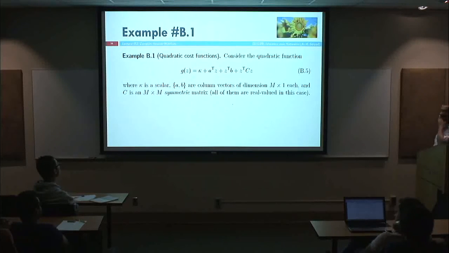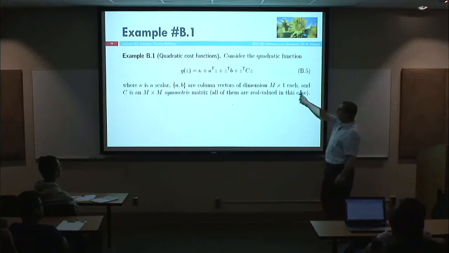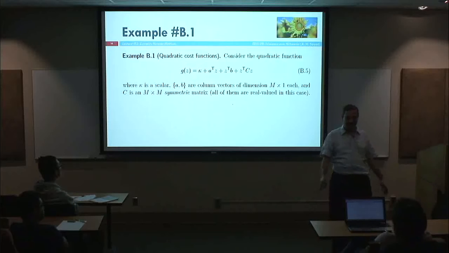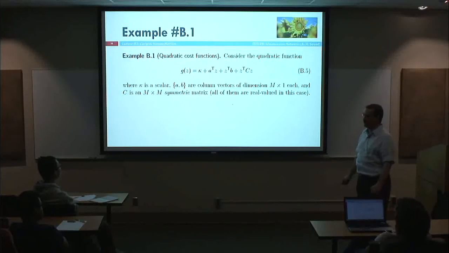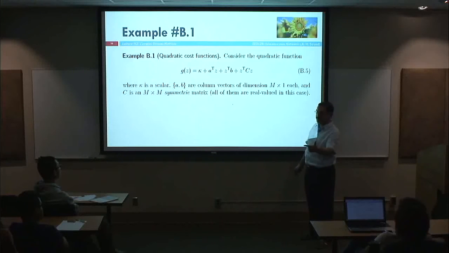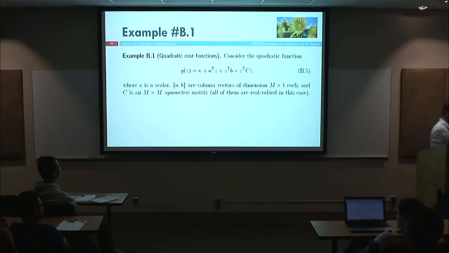So let's do an example. What's the gradient vector relative to Z? C is symmetric. What's the gradient vector relative to Z? Just to see if you remember. A transpose plus B transpose plus 2C, right? So the gradient, okay. What about the Hessian matrix?